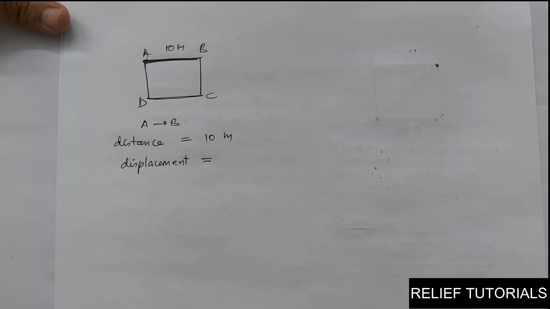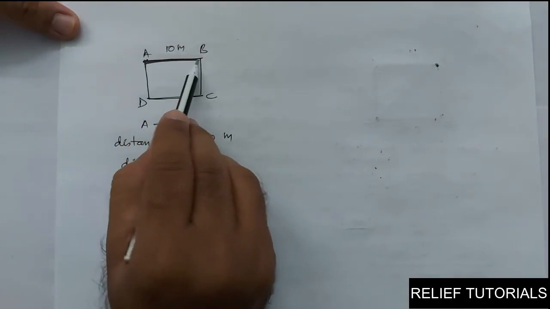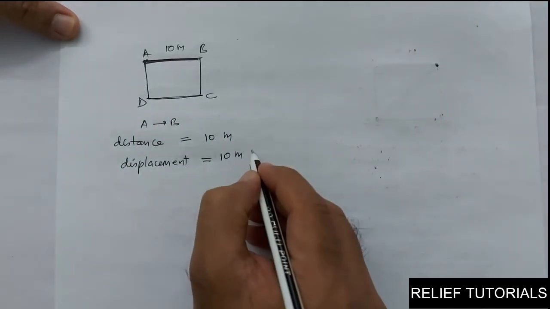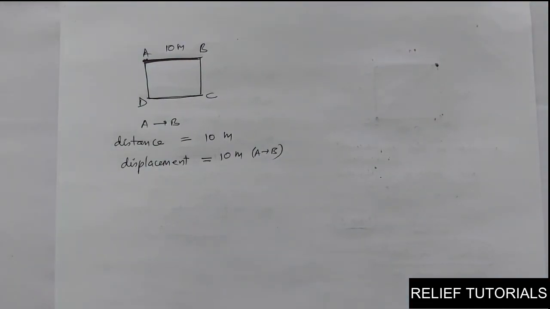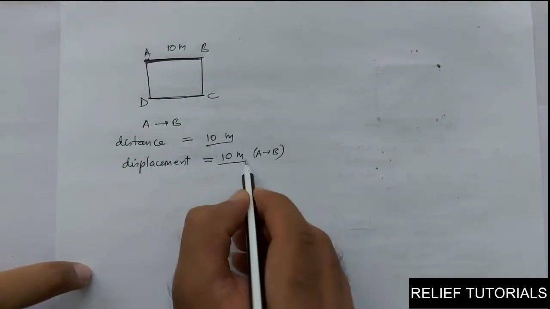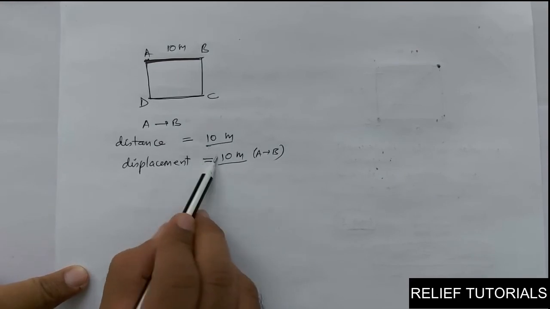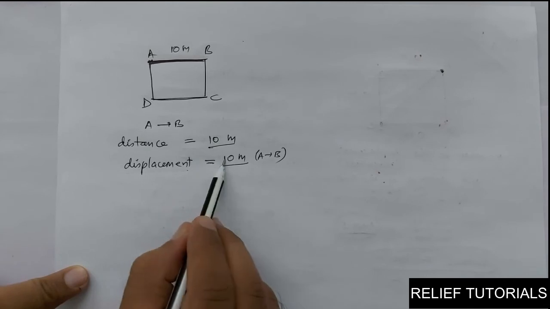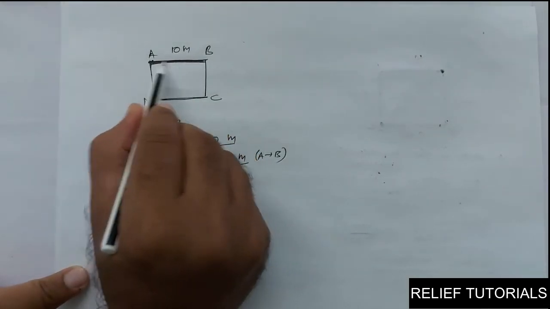And displacement means the straight distance between the initial and the final point. So the straight distance between the initial and the final point is 10, because it is straight only. So 10 meter displacement along the direction from A to B. We just have to mention the direction for the complete answer. So here the distance is 10, here the displacement is 10. Can we see that both the magnitudes are same? In which case can we say the distance and the magnitude of displacement both are same? The case in which the particle is traveling on a straight line.